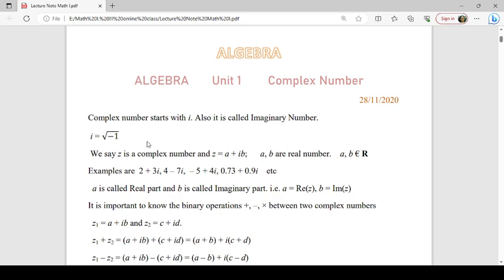i is root over minus 1. If we say 2 plus 3i, then 2 is the real part, and the coefficient of i, what is multiplied with i, we say is the imaginary part. So 3 is the imaginary part. We say a is Re z and b is Im z.